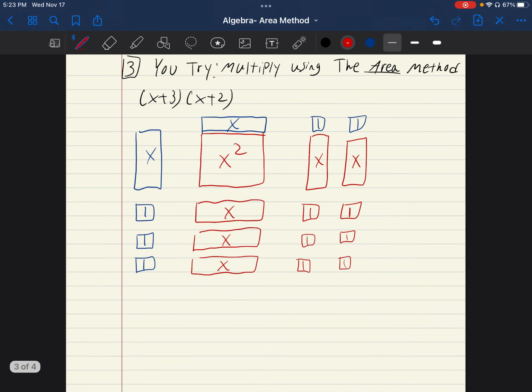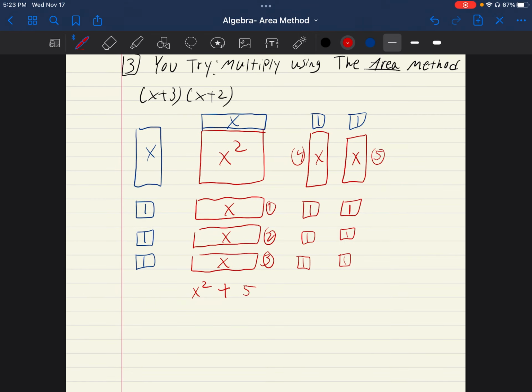So in this case we have 1x squared plus 1, 2, 3, 4, 5, 5x and then 1, 2, 3, 4, 5, 6 ones. So our answer will be x squared plus 5x plus 6.